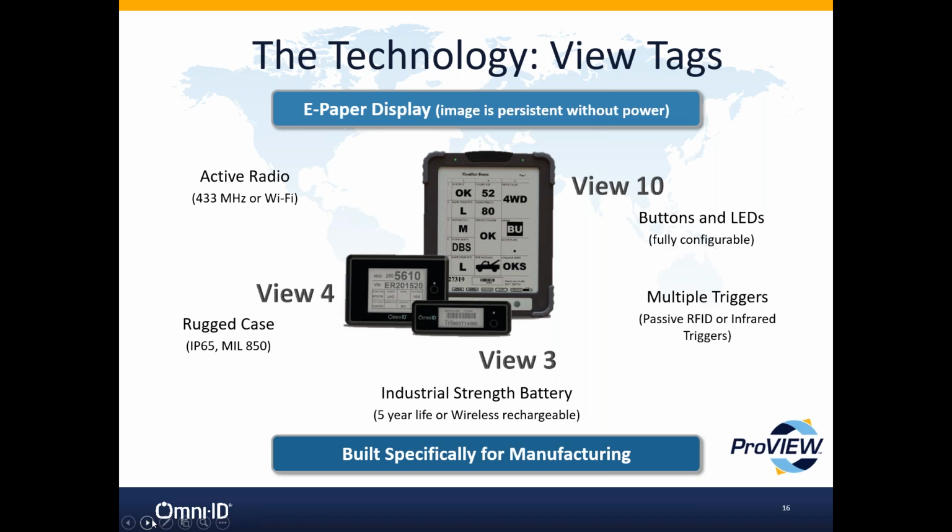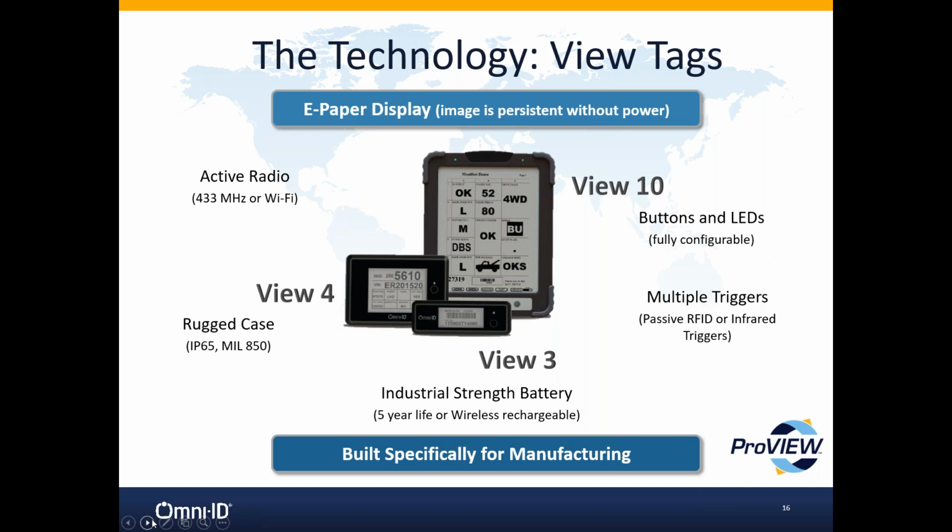They're hardened. You can drop them. You can spray them, wash them down. They're IP65. They meet mil-spec 850. So they're made to be industrial. They're also aperture-free because of the IP65. They'll stand up to a very dusty, dirty environment.